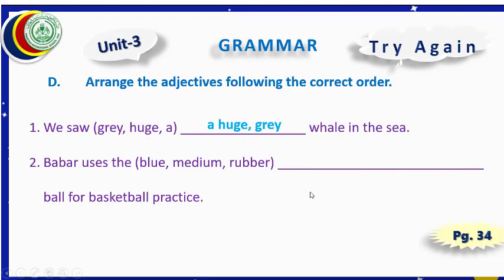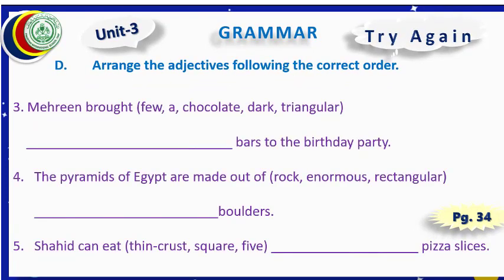Let us move to part number 2. Here are three adjectives: blue, medium, rubber. We shall arrange them in this sequence. First of all, there will be medium. This adjective is telling us about the size of the ball. Then there will be blue, which is telling us about the color of the ball. Then there will be rubber, that is the material of the ball. We shall arrange them in this sequence. I think you have got some idea how to arrange adjectives if there are more in number to arrange them.